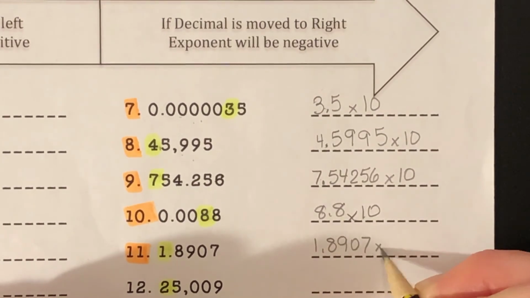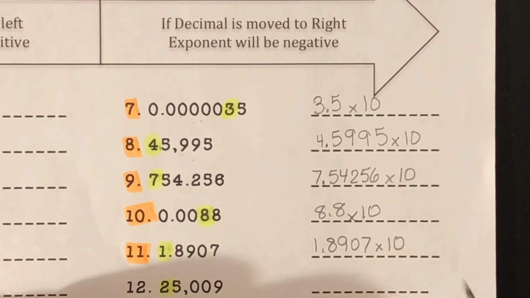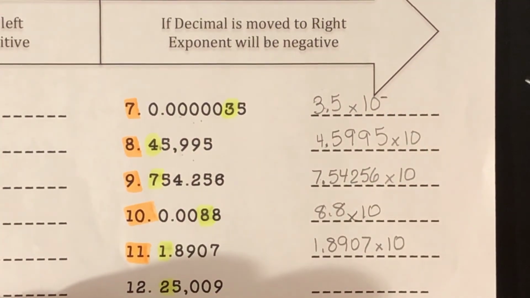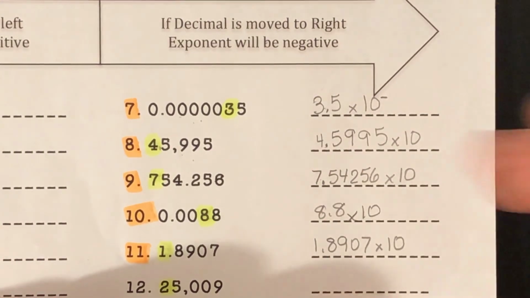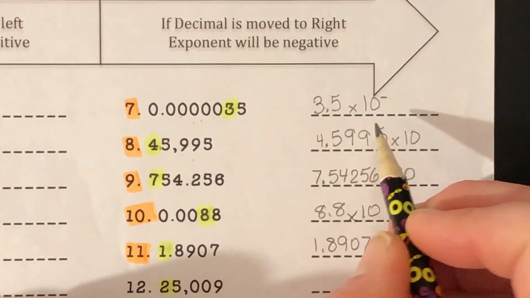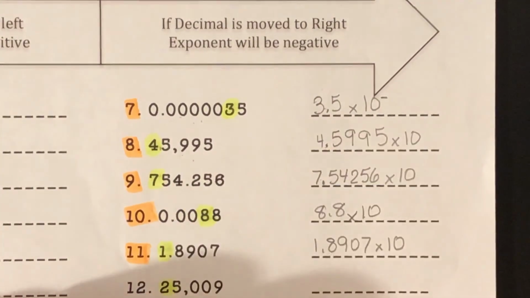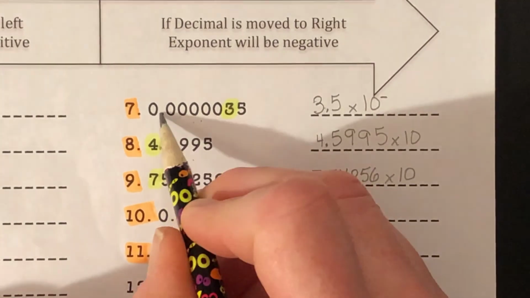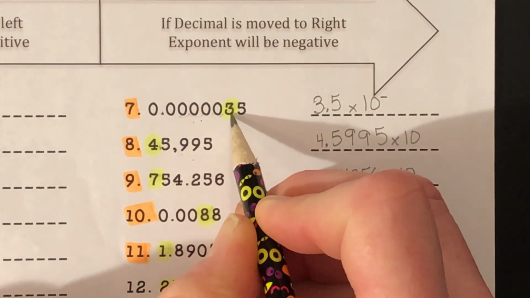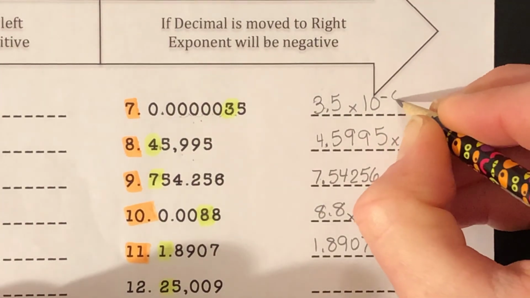1.8907 times 10. All right, now I'm going to go back. This is obviously negative. I don't even have to try to think, okay, do I move it to the right or the left? It doesn't matter. This is negative because it's a tiny, tiny, tiny number. Now, what I do need to know is how many places do I move the decimal. That's the important thing. So let's go 1, 2, 3, 4, 5, 6. So it's to the negative 6th.